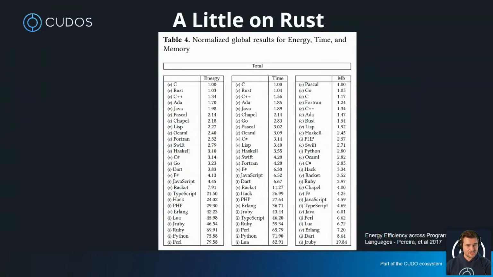And so, yeah, we can see JavaScript 4.5 times more costly than running C. TypeScript, we're up to 21.5 times. And as we go to PHP, Ruby, Python, which used to be my home language, is 75.88 times more energy costly than running things in C. And so similar number in terms of Rust as well.